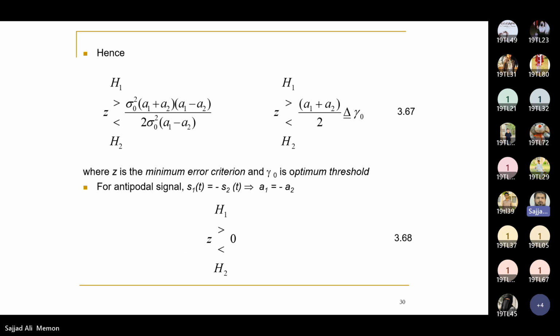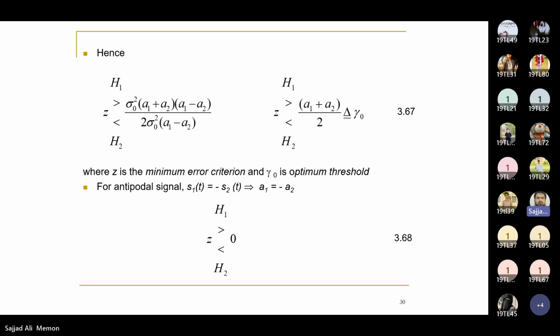Then we will have 3.67. That will be like this one you can see. This one we cancel out as I already told you. So Z will be (A1 plus A2) divided by 2. That is equal to gamma naught. So that is your test statistic, where Z is the minimum error criterion and gamma naught is the optimum threshold.